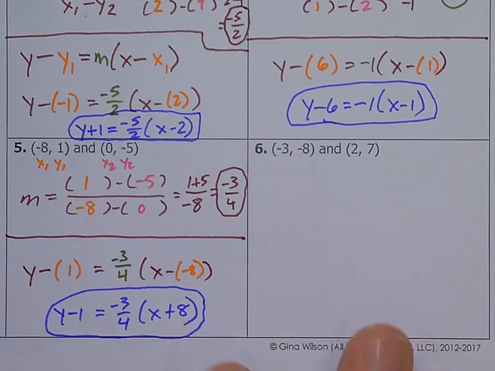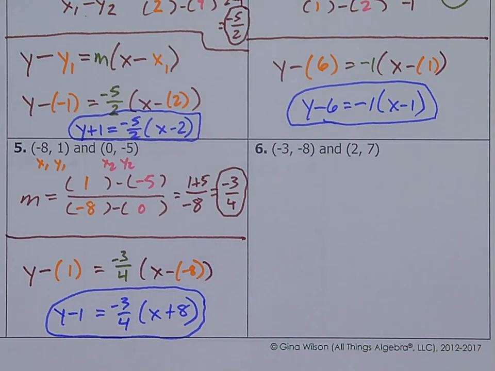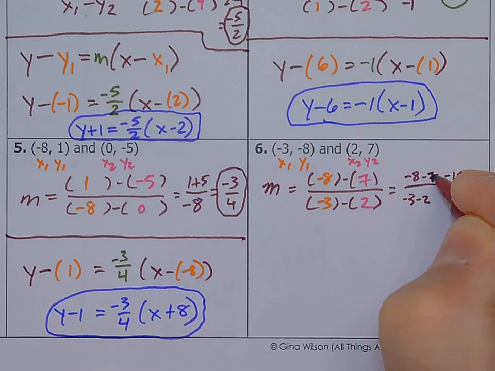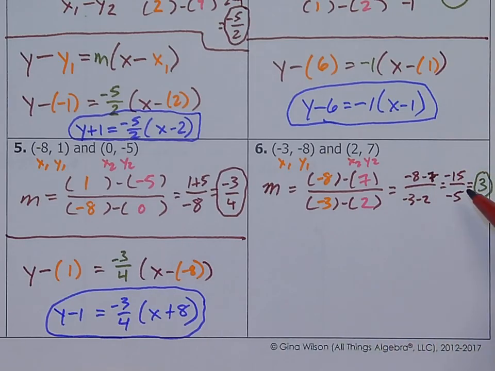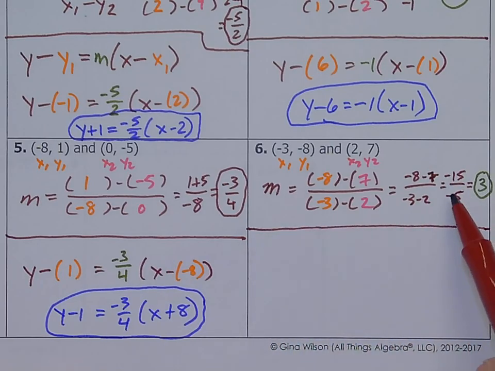Okay, last example here. We have negative 3, negative 8, and 2, 7, so go ahead and find the slope between those 2 points. Right, so you see my work here. Again, substitute these values, and a lot of negative numbers. I wind up with negative 8 minus 7 over negative 3 minus 2, so negative 15 over negative 5, which reduces to positive 3. Because a negative divided by a negative is the same as a negative times a negative. It should be positive.